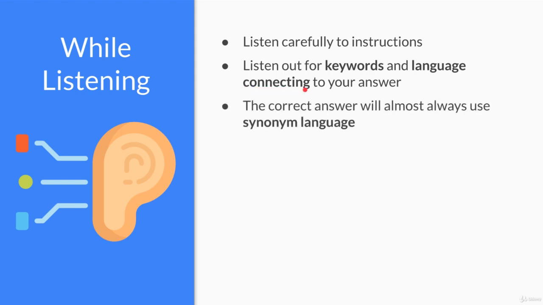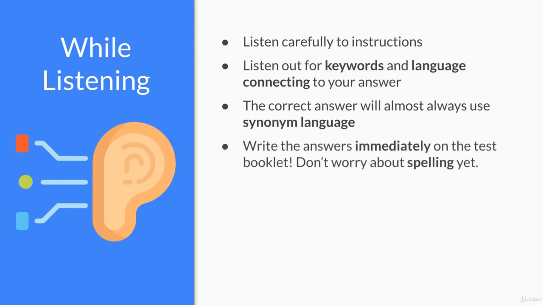Next, the correct answer will almost always use synonym language. So I already mentioned this, and you should be well aware of this by now. Synonym language is the main thing that they're going to use, and in fact, this is the one thing that presents the most difficulty for students, because they expect to hear the exact keywords from the questions, but they don't really do that. They don't give you exact keywords. They're going to give you different words that mean the same thing, so you have to understand the meaning of the question.